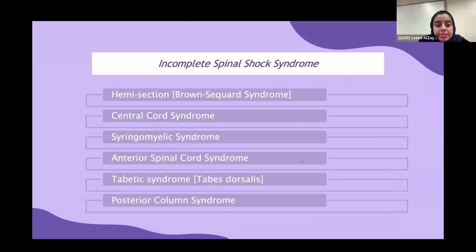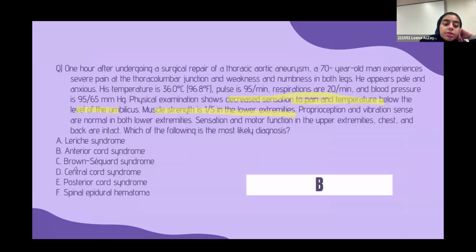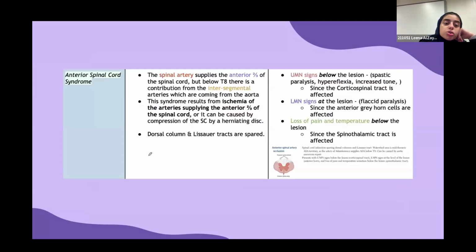And the thing that they're testing in this question is the incomplete spinal cord syndromes. The incomplete spinal cord syndromes are hemisection, central cord, and the concept is that there is a problem in the spinal cord, but it's not full. So what are they? They're hemisection, central cord syndrome, syringomyelia, anterior spinal cord syndrome, tabetic syndrome, and posterior column syndrome. I'm going to revise each one with you guys because these are the incomplete spinal cord syndromes, and this is what they're testing in this question. They're testing specifically the anterior cord syndrome that we're also going to go in depth.